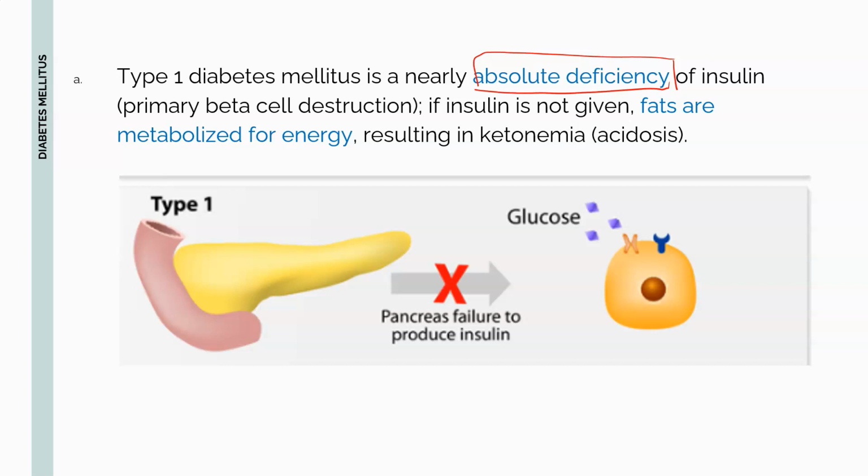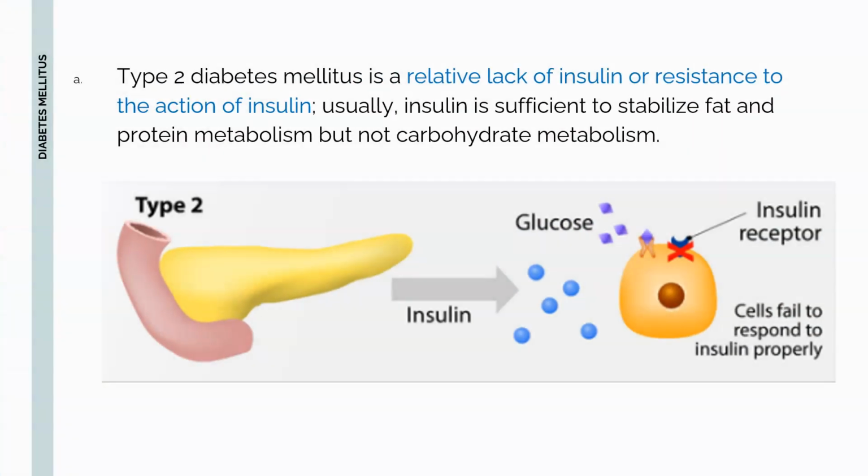Absolute deficiency of insulin. Now, let's go to your type 2. Type 2 diabetes is a relative lack of insulin or resistance to the action of your insulin. Okay, resistance to the action of your insulin. So, yung insulin mo, marami naman. However, okay, your tissues do not accept your glucose as expected or as anticipated. So, there is resistance to the action of your insulin, causing you to have problems in glucose metabolism.